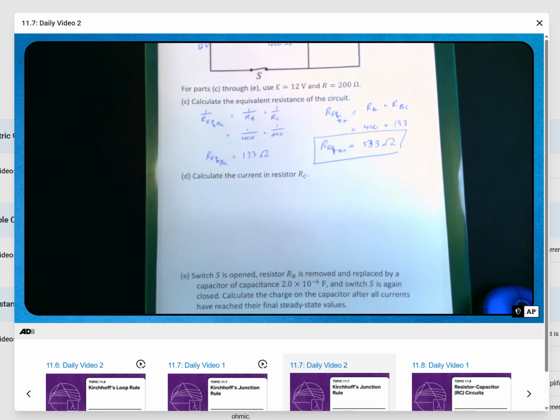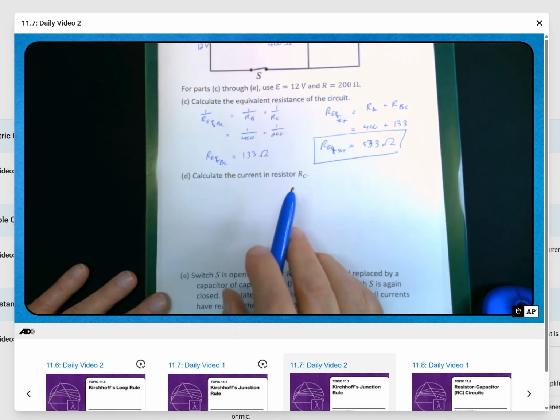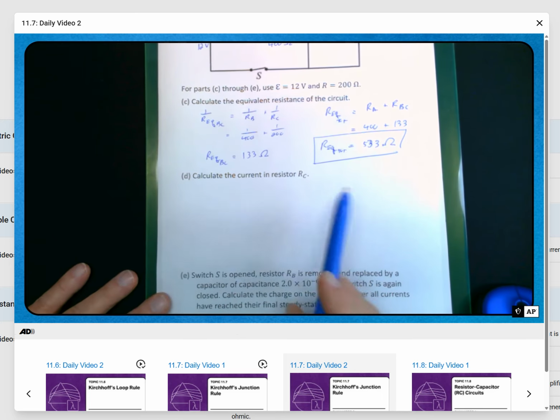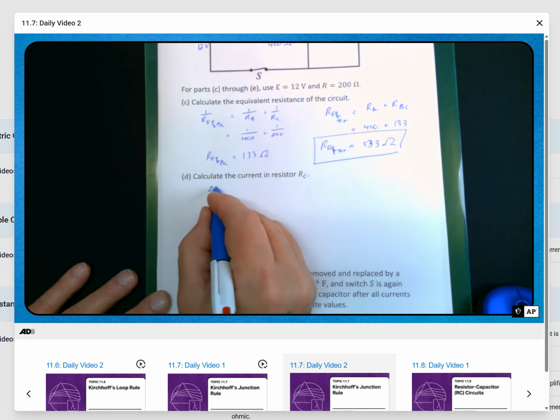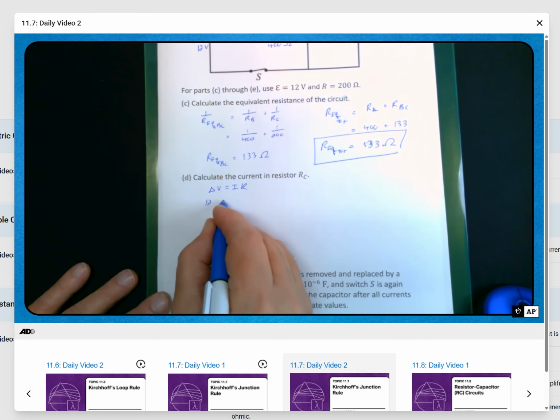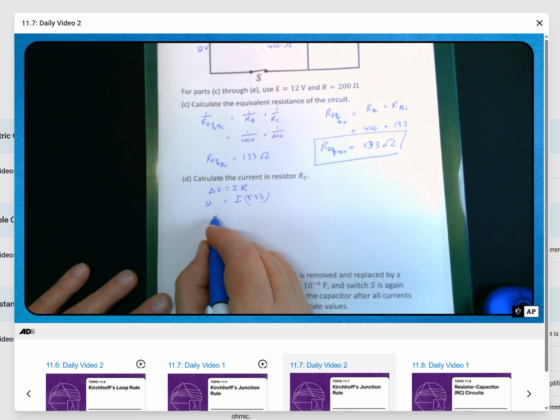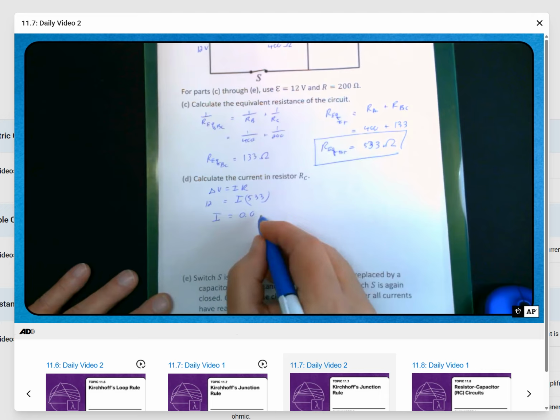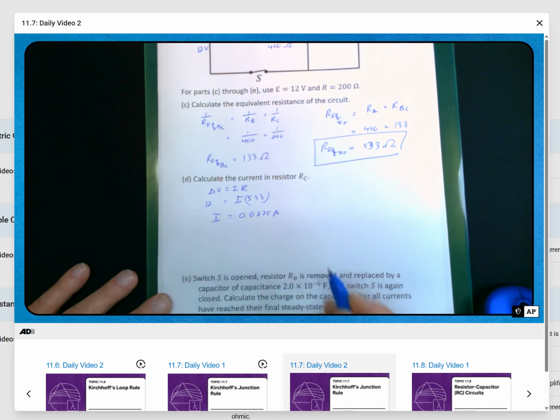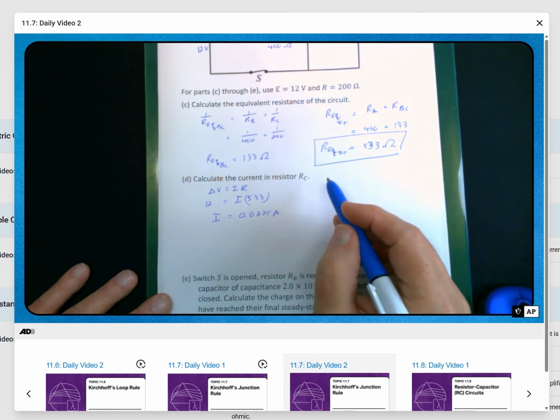Okay, calculate the current in resistor C. Why don't we use Kirchhoff's loop rule for that? Before we do that, we're going to need to know the total current in the circuit. That's pretty easy. The reason we simplify our circuit is so that we can apply Ohm's law. Change in voltage, 12 volts, is equal to the current that we don't know times the equivalent resistance that we do know. When we throw that in our calculators, we find out that the total current in the circuit is 0.0225 amps.